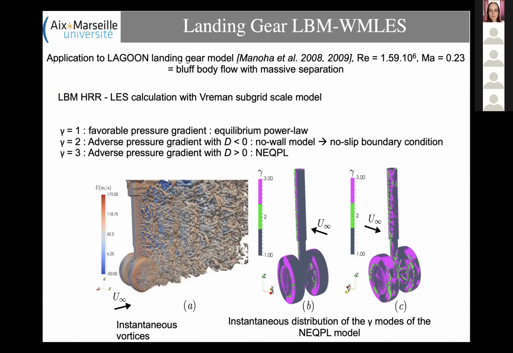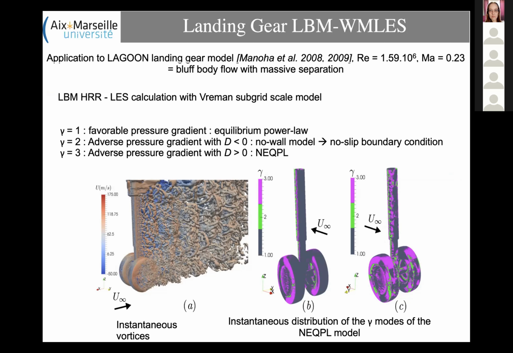You can also use that, and this was one of the main interests of the Lattice-Boltzmann method, for massively separated flows. Because here the details of the boundary layer physics are not so important. Most of the physics is somewhere in the separated flows. And here, the use of a Cartesian grid is not a problem.